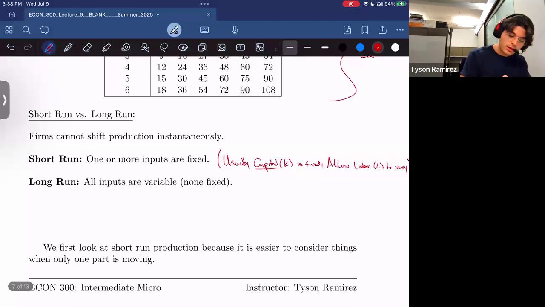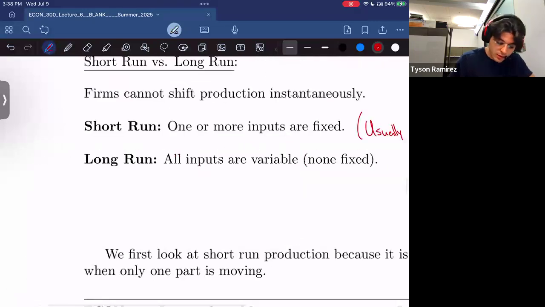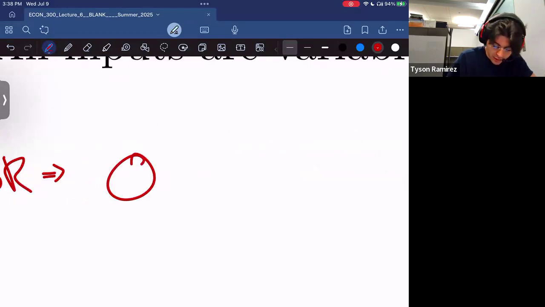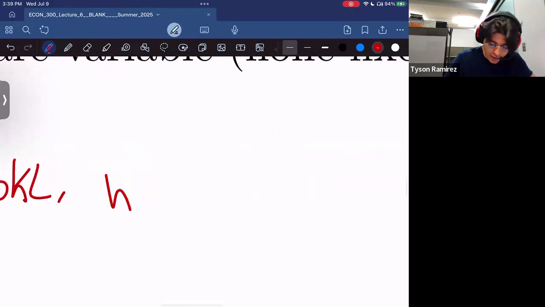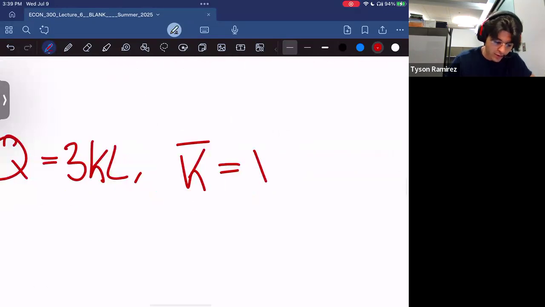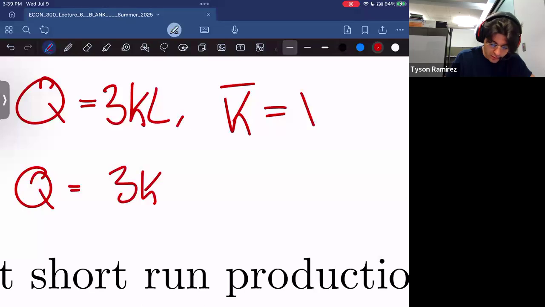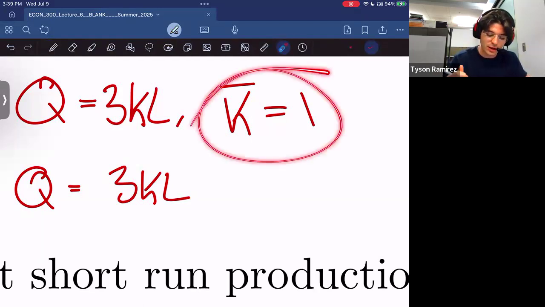For example, a short run would tell us that Q is equal to 3KL, and then they would say, suppose K is fixed to be 3, or in our example above, it's fixed to be 1. Whereas in the long run, Q is 3KL, and that's it. There's nothing fixed. I can change K and L. Meanwhile, in the short run, we just leave K as fixed.